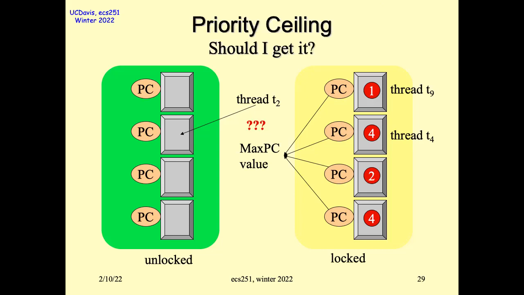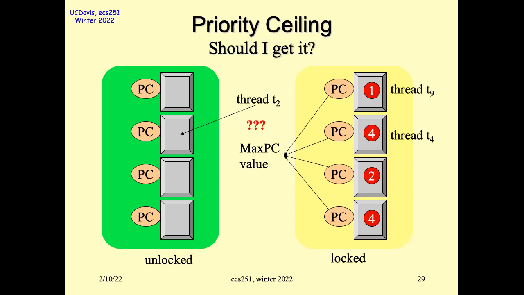Now let's look at this original picture. There are four mutexes being locked right now in the yellow box. The number on each semaphore is its priority ceiling. So the first one has priority ceiling 1, then 4, 2, 4, even though the threads currently holding them are much lower priority. You can see that the priority 9 thread is holding the first semaphore, which has priority ceiling value 1.